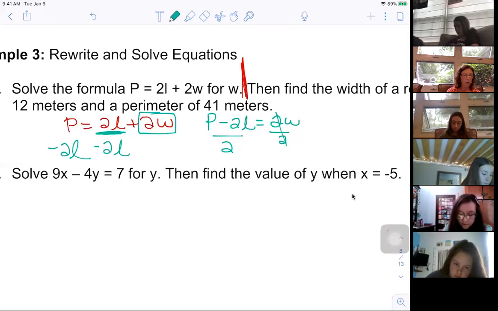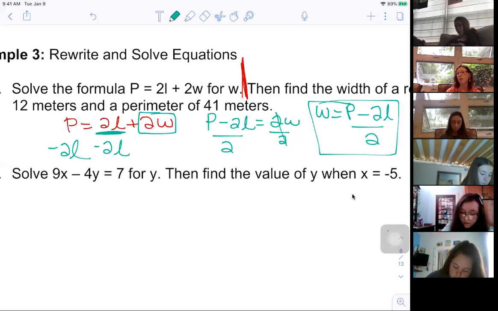So now the width is equal to P minus 2L, and then divided by 2. And we can keep it like this. We don't have to individually separate that.